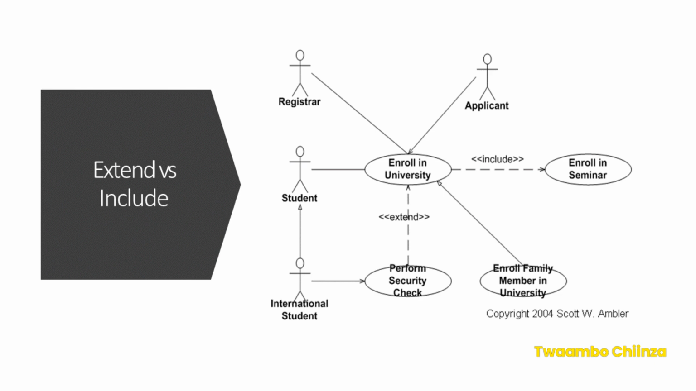Now, let's look at the include relationship. Enroll in seminar is included in the enroll in university use case. This means that enrolling in a seminar is a required step whenever a student enrolls in the university. The include relationship, shown with a dotted line, indicates that this behavior is always part of the enroll in university process. It's a mandatory inclusion that happens every time. By understanding these relationships, we can see how extend and include help structure use cases based on whether certain behaviors are optional or always required.